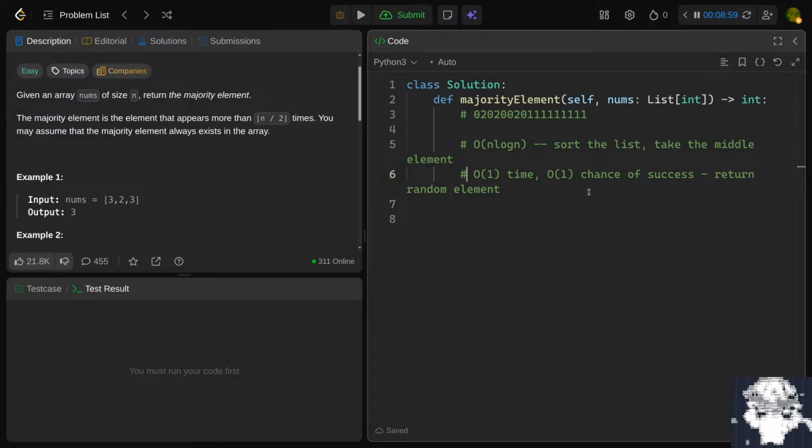If you do it in O(1) time, you can't tell if you were successful or not. You could convert this into an O(n) time to guarantee that when you do return, you return the right answer. All right, but that's not what we're trying to do.